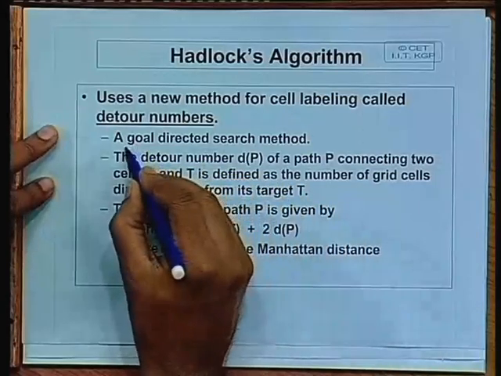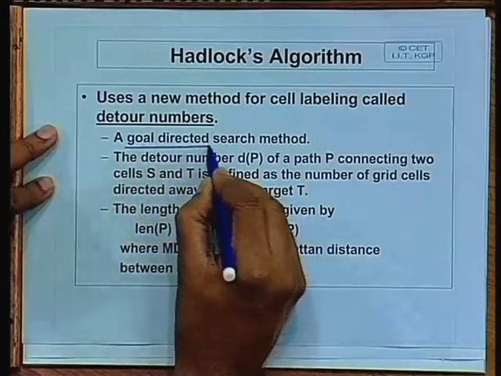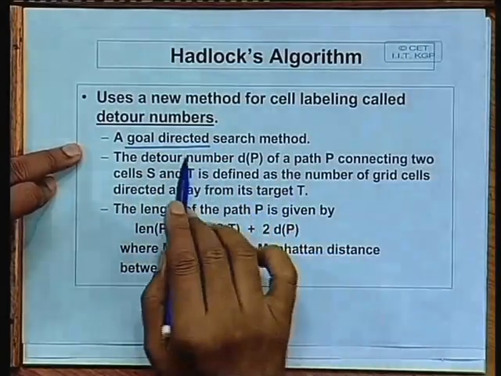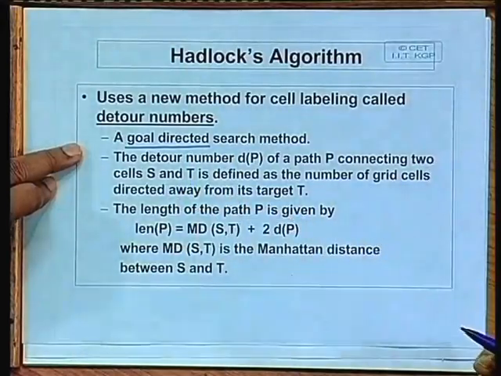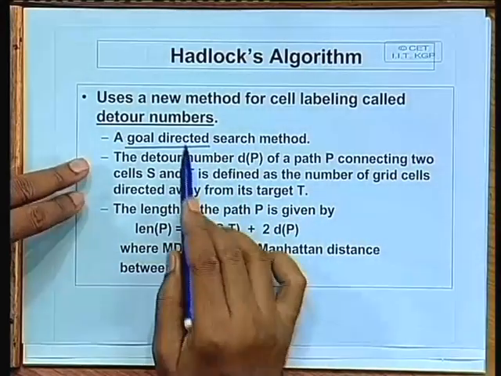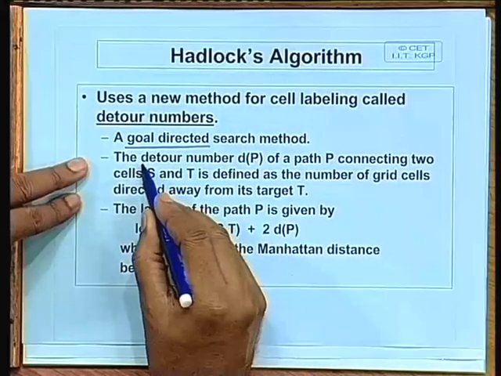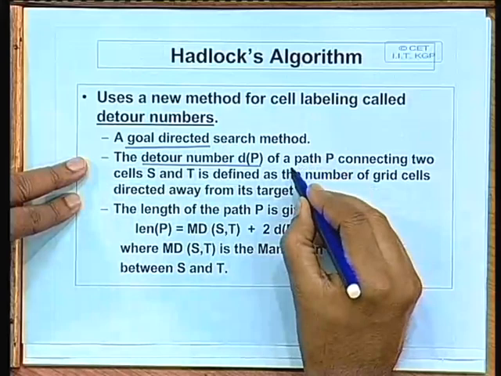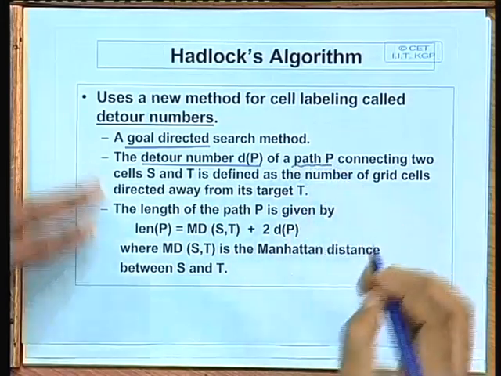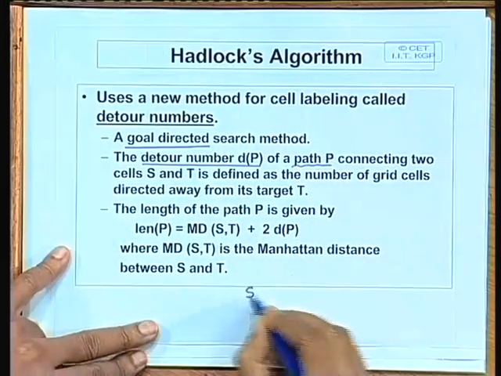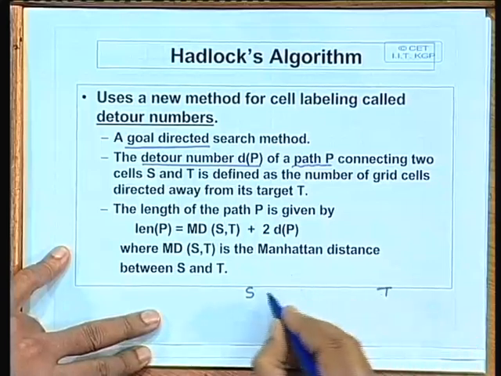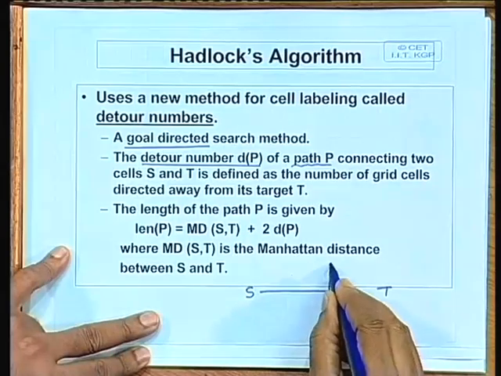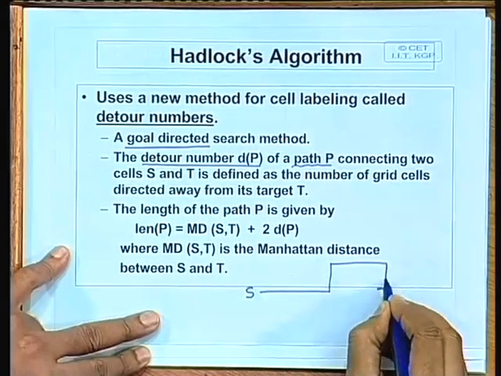As I just mentioned, this is a goal directed search method. From a source we somehow try to find out which direction the target is located. The detour number is defined with respect to a path. Suppose I have a source here, I have a target here. Suppose I have a path like this, it is going towards the target, then moving in this direction like this.